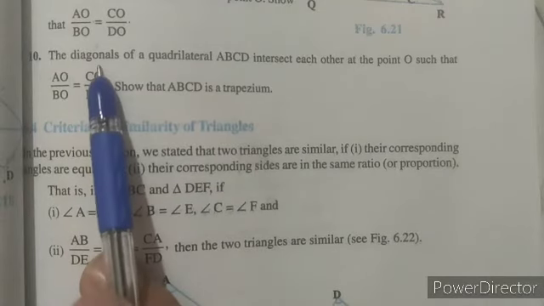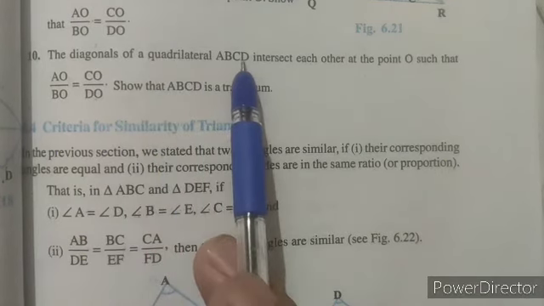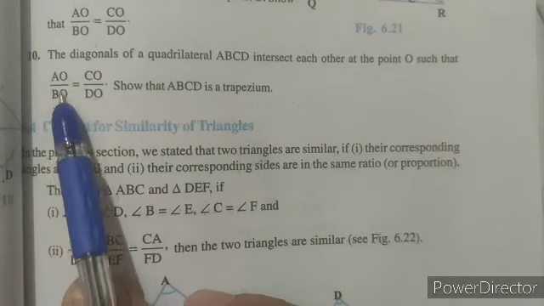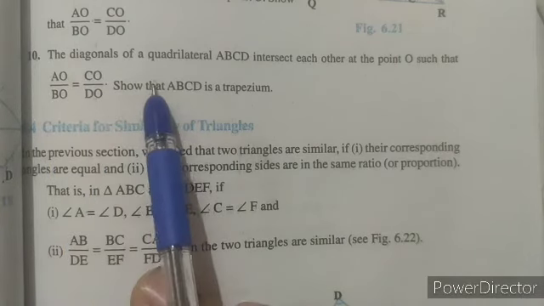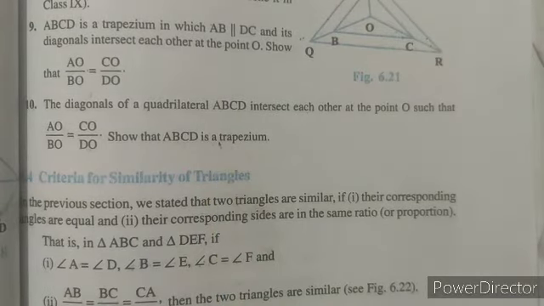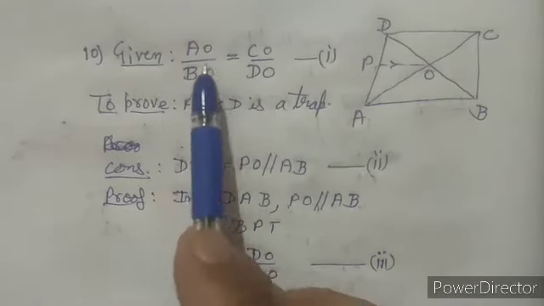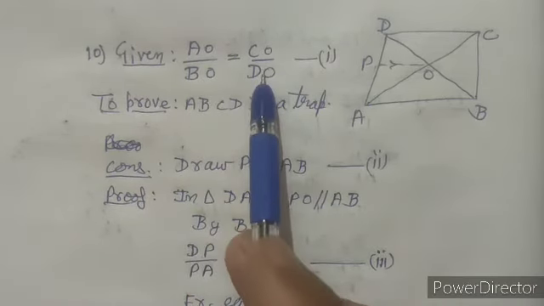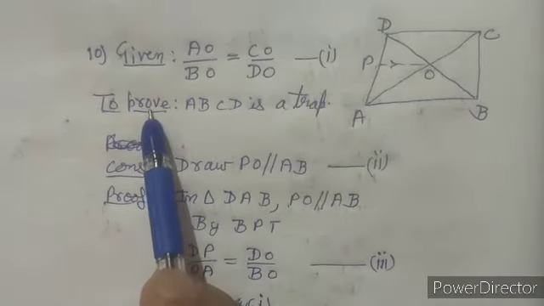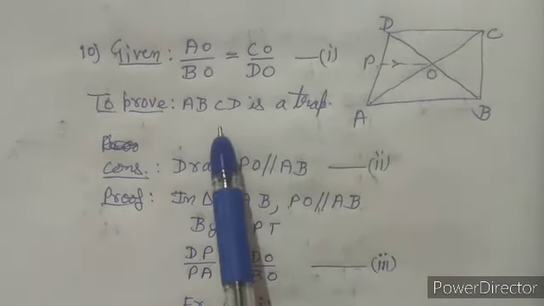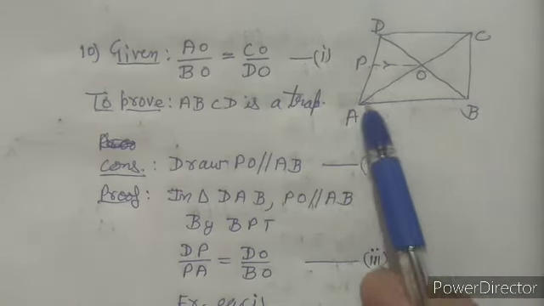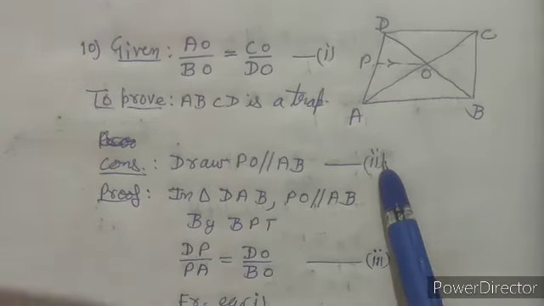Now in question number 10, the diagonals of a quadrilateral ABCD intersect each other at point O such that AO upon BO equal to CO upon DO, so that ABCD is a trapezium. Now AO upon BO equal to CO upon DO is given to us, that I have taken as equation first, and we have to prove that ABCD is a trapezium. For this, first of all, we will draw PO parallel to AB, that I have taken as equation second.